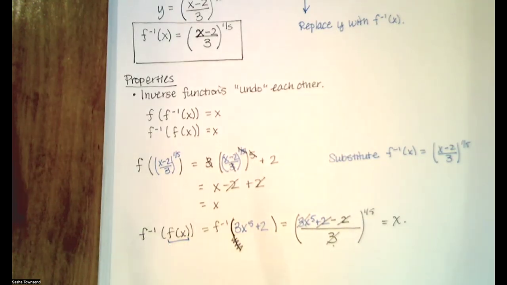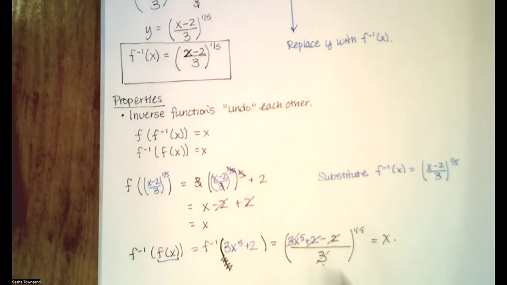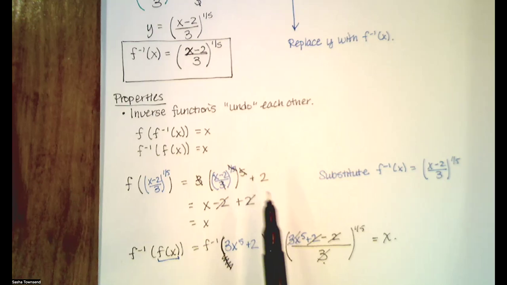And so f of f inverse gives us x, and f inverse of f gives us x, which is consistent with this idea that addition is the inverse operation of subtraction and vice versa, and multiplication and division undo each other, and raising something to a power and then taking the corresponding root, they undo each other as well.